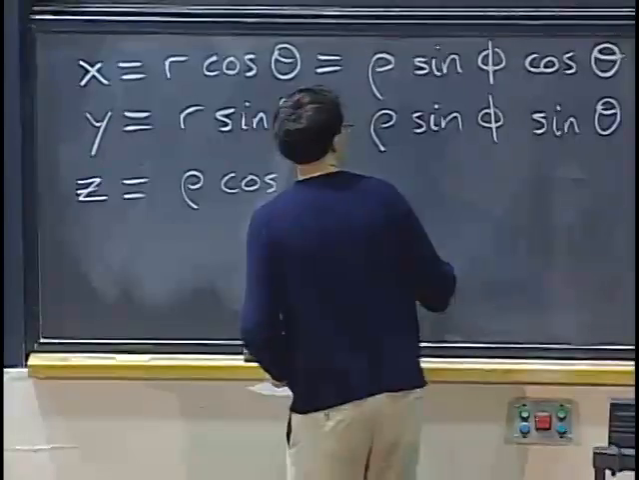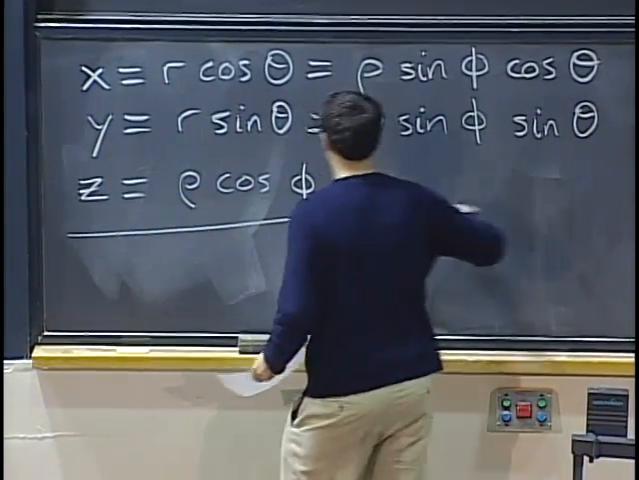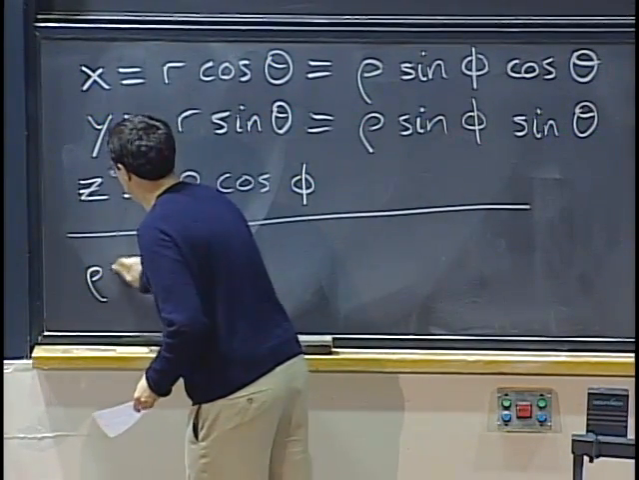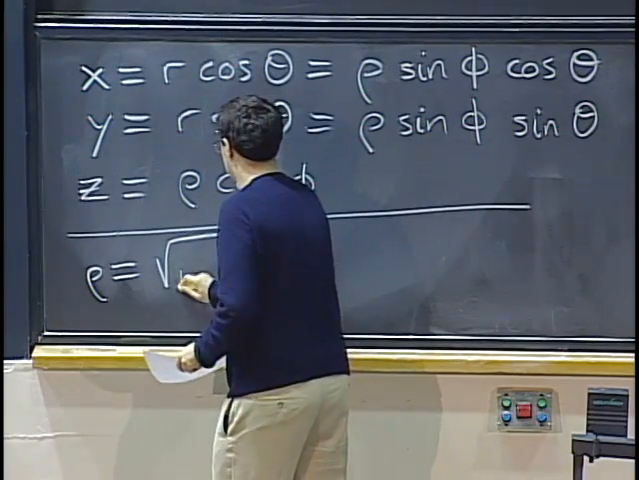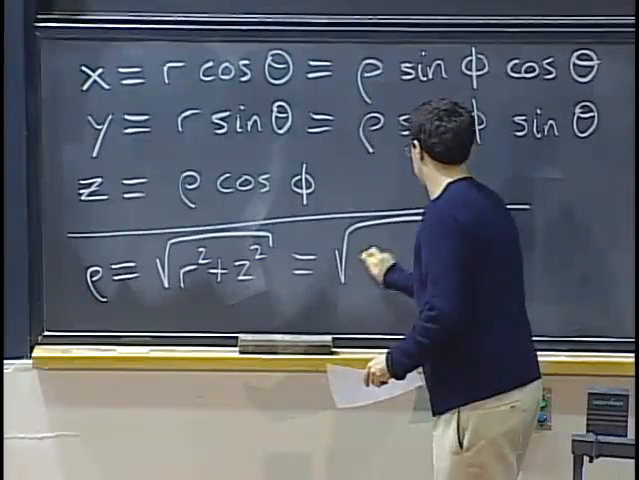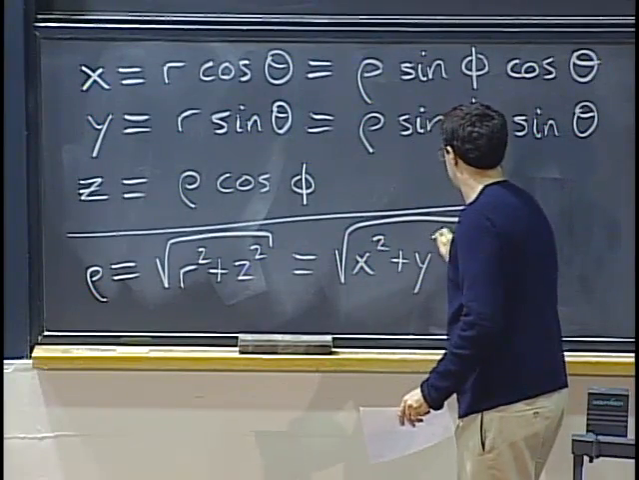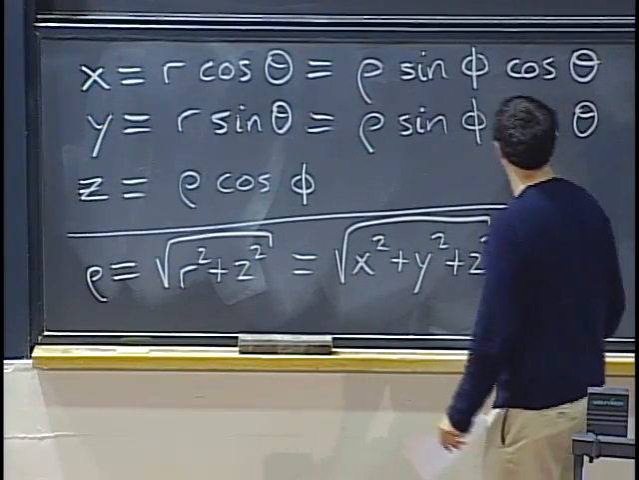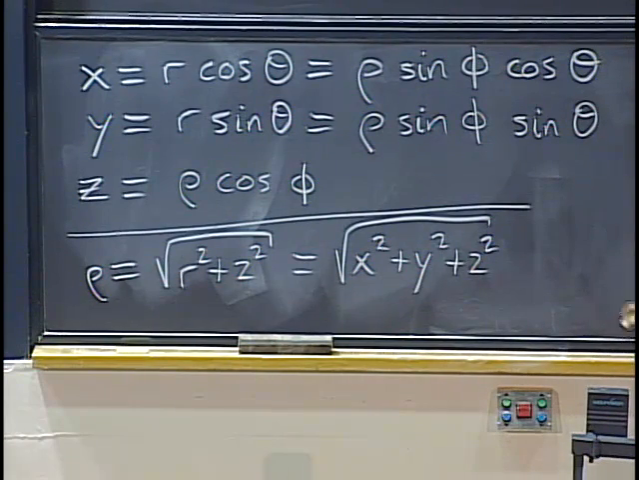Okay, and in case you ever need to switch backwards, I just want to point out that rho is the square root of r squared plus z squared, which means it's the square root of x squared plus y squared plus z squared. Okay, so that's basically all the formulas about spherical coordinates. Any questions about that?